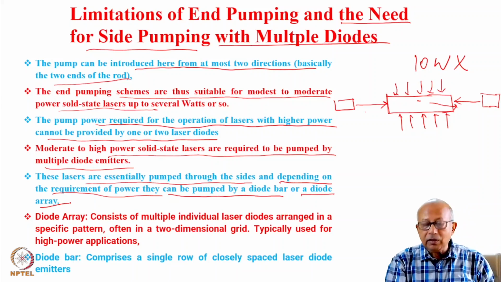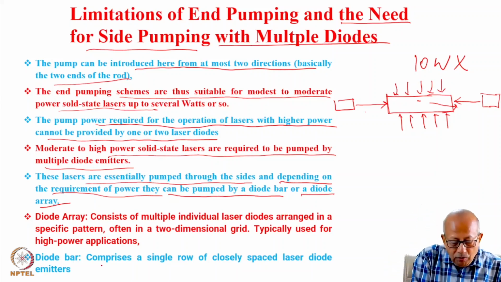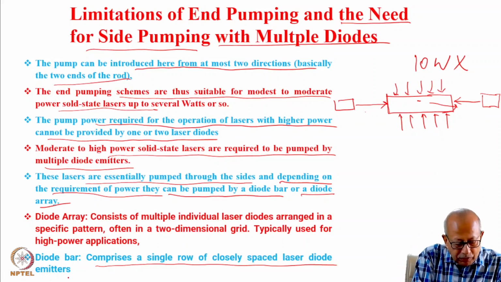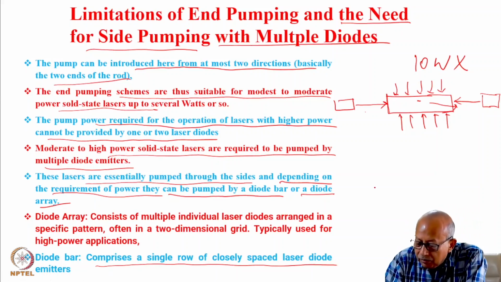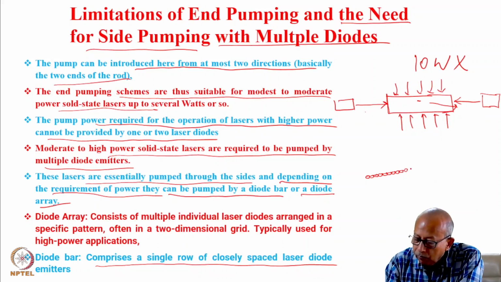Let us see what a diode bar is and what a diode array is. A diode bar comprises a single row of closely spaced laser diode emitters. For instance, it would be like that. Suppose these are our diode lasers, closely spaced in a single row. So this is a diode bar.